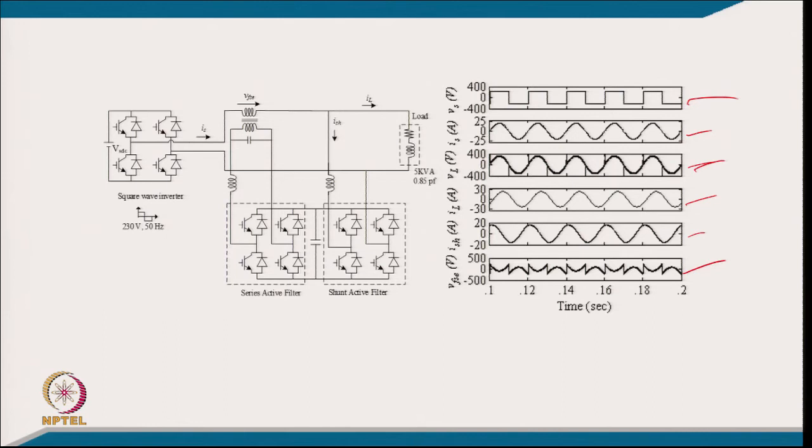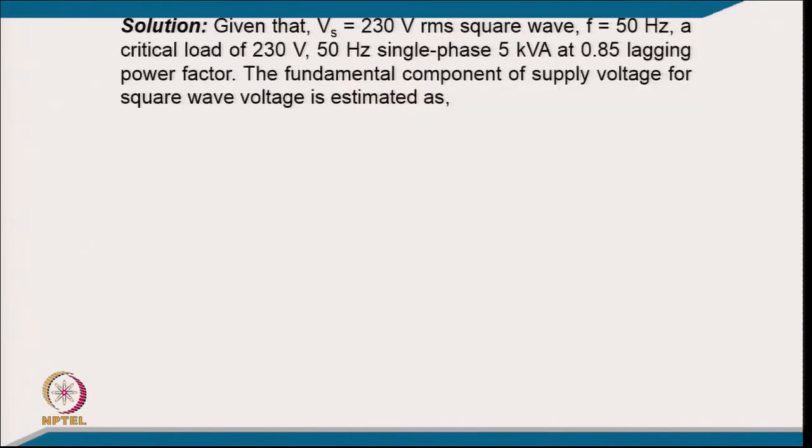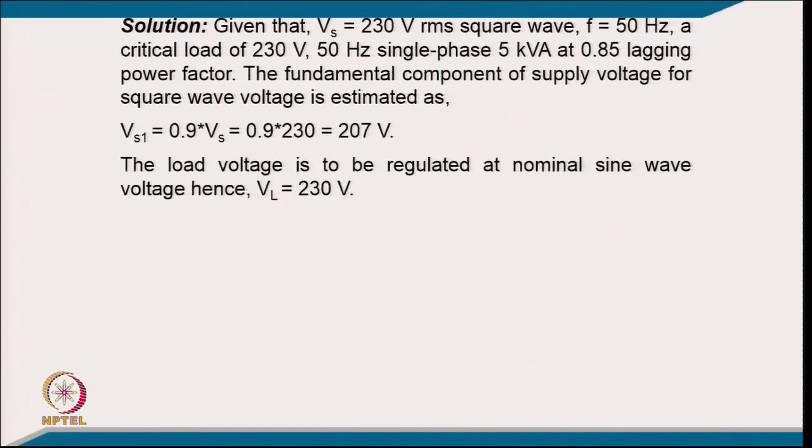It also provides the reactive power and harmonics for the load, so that the supply current is in phase with the supply voltage and the displacement factor is unity on the supply side. So, coming to the numerical part, given Vs equal to 230 volt RMS square wave, f equal to 50 hertz, a critical load of 230 volt 50 hertz single phase 5 kVA at 0.85 lagging power factor, and the fundamental component of supply voltage for a square wave voltage is estimated as Vs1 equal to 0.9 Vs, that is 0.9 times 230 equal to 207 volt, and the load voltage is to be regulated at nominal sine voltage.